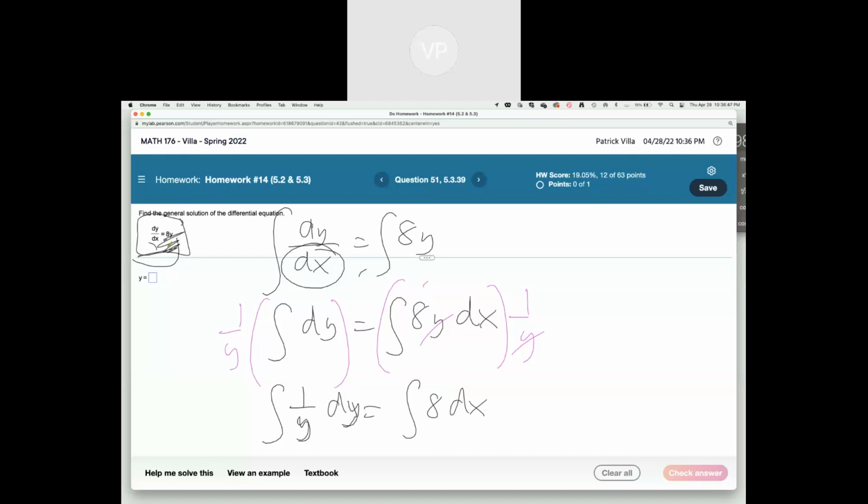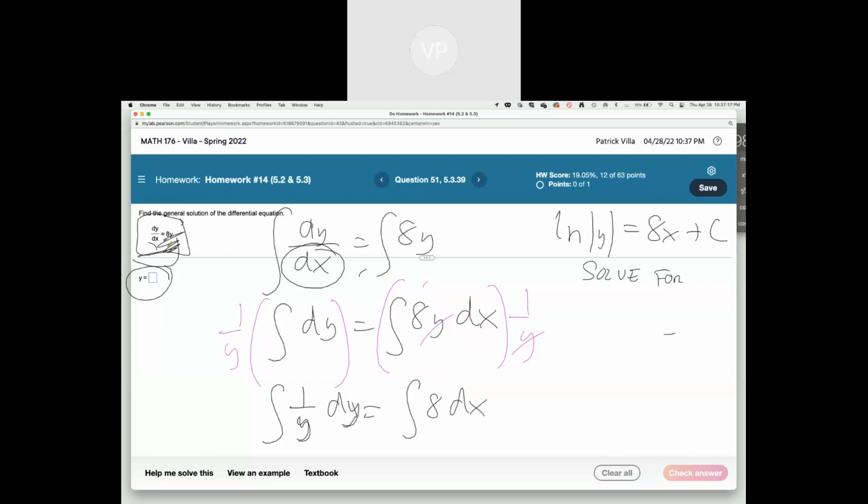So now I move this up to the top. I have a natural log of y equals 8x plus c. Okay? Now they want the equation, notice, to be in a y equals form. We have an equation right here. We have a general solution, but we need to solve for y. So that's our next part.